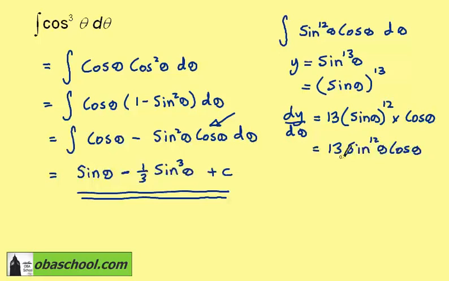If we now compare this with this, we can see that integrating 13 sine to the power 12 theta cos theta would give us sine to the power 13 theta. Here we just have 1 sine to the 12 theta cos theta. It follows we're going to get 1/13 of the answer if we integrate 13 sine to the 12 theta cos theta. So we're going to get 1/13 of sine to the power 13 theta.